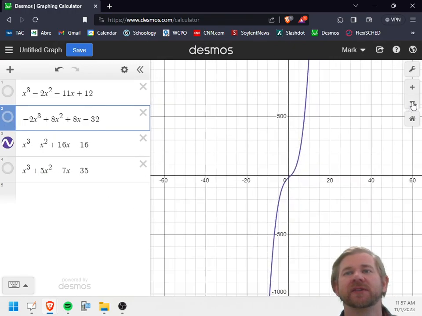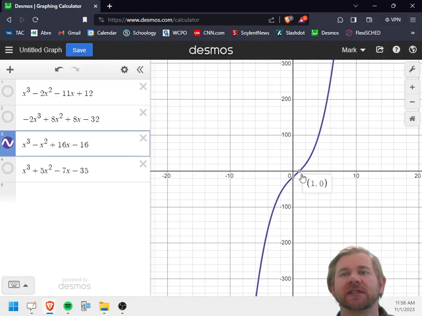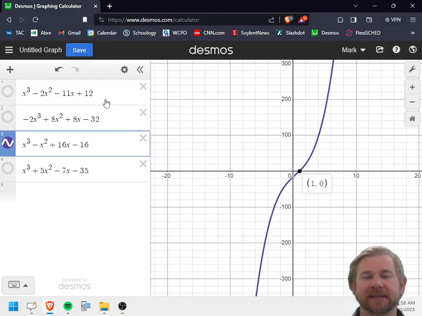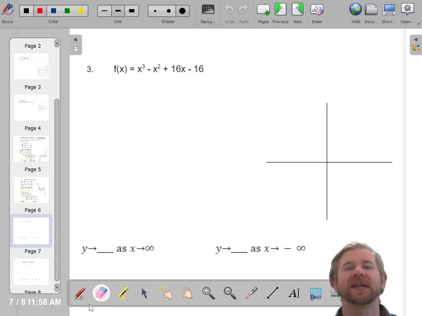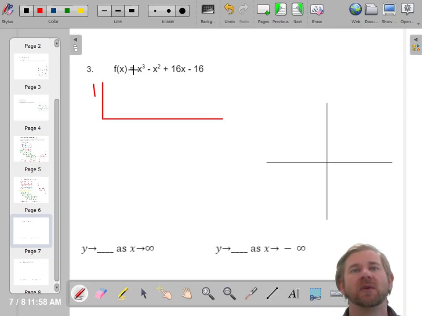Ooh, when you zoom out on this, when you see the graph, it's like, wow, there's only one intercept. So what I should expect here is I'm going to get some messiness. I'm going to plug in 1 because that's the only 0 that I see. And I have a feeling that I'm going to get complex zeros for this one. So the coefficients are 1, negative 1, 16, and negative 16. Now we do synthetic division.